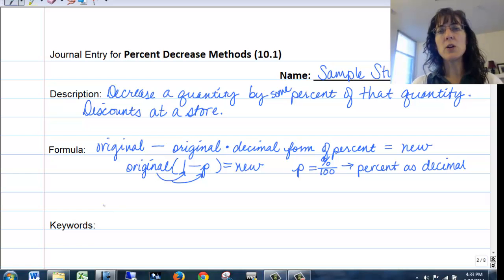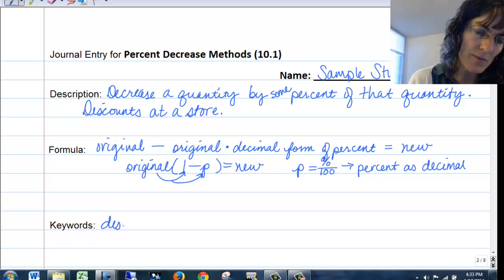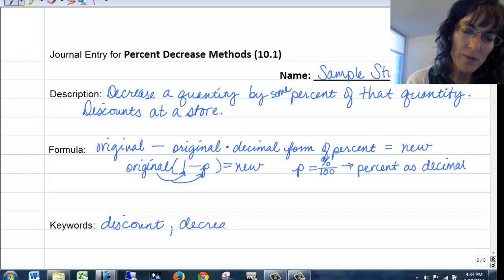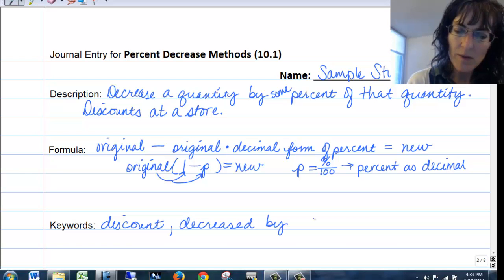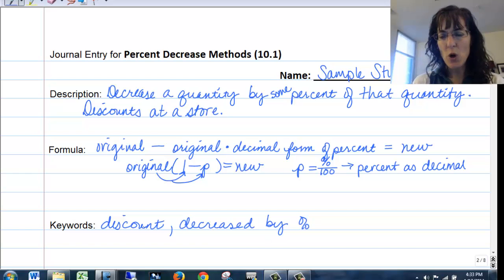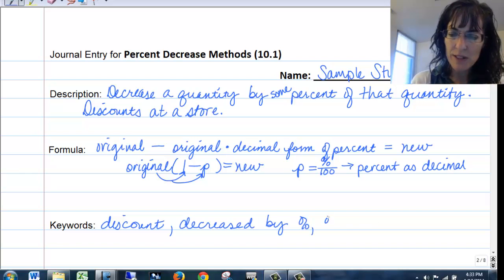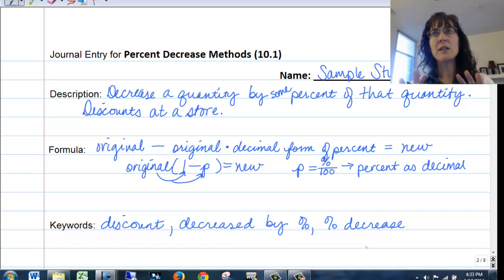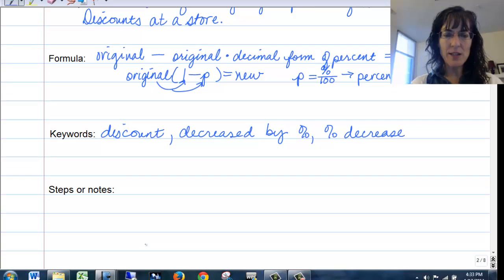So keywords to tell you that you have a percent decrease problem would be discounts. You might see decreased by some percent, or you might be asked questions like, what is the percent decrease? So you might see percent decrease. And anything that has some percent of the original and then it's taken away, that's going to be things that are using percent decrease.